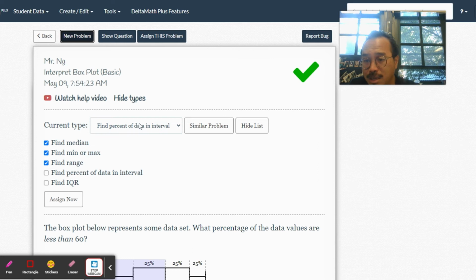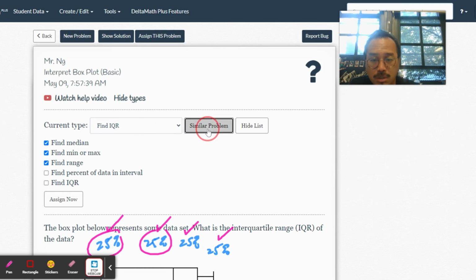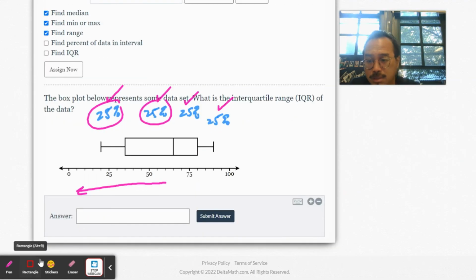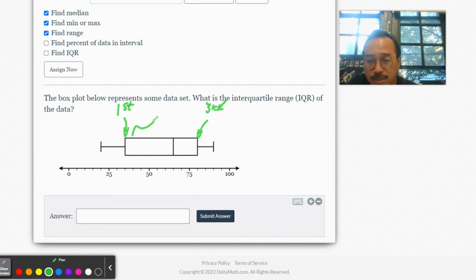So now IQR. Let's do interquartile range. Let me erase this. Now, interquartile range is the difference between the first quartile and the third quartile. So what's the difference in these middle 50%? Think about it like that, because each quartile is 25%, a quarter. Now, that's the difference between this and this.